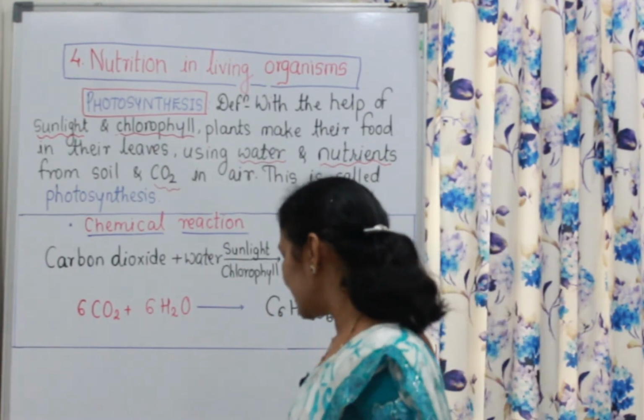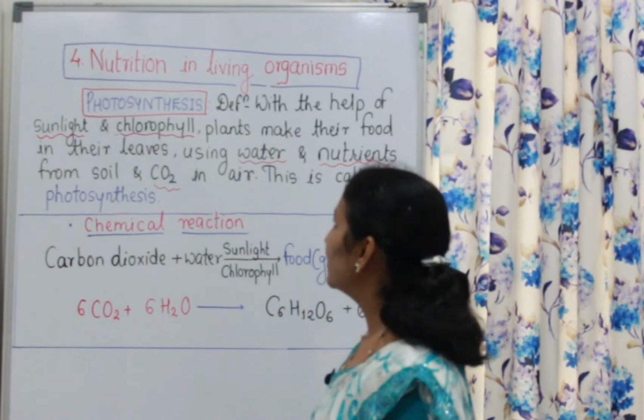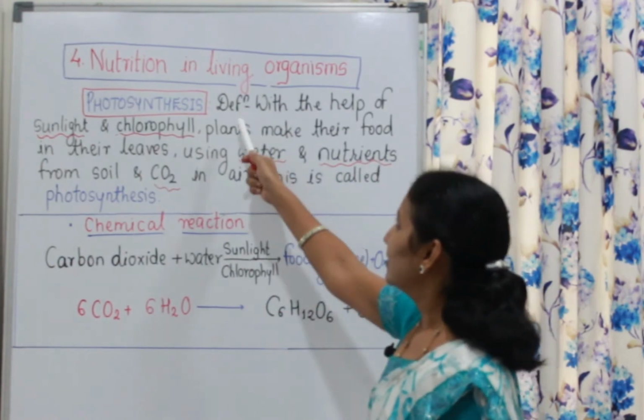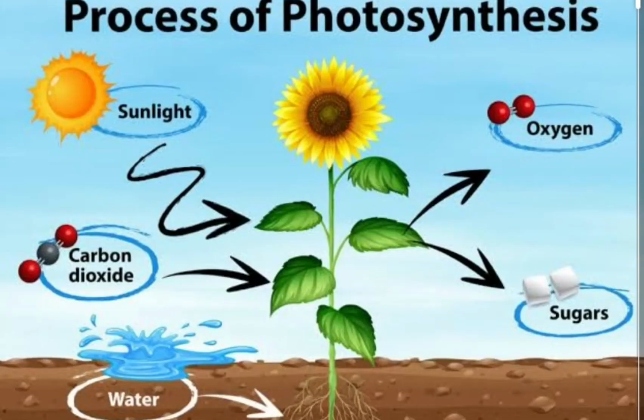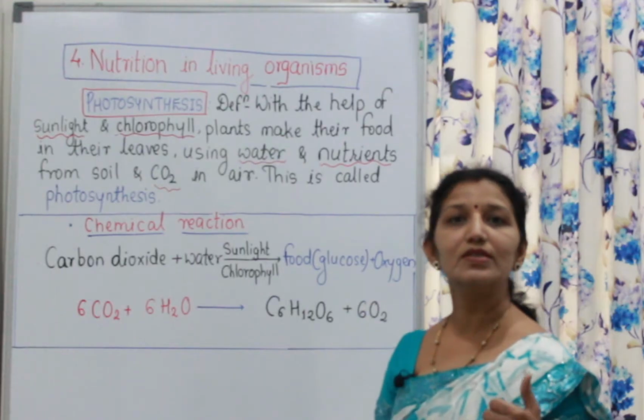Now we will study the process of photosynthesis. The definition is: with the help of sunlight and chlorophyll, plants make their food in their leaves using water and nutrients from soil and carbon dioxide from air. This is called photosynthesis.